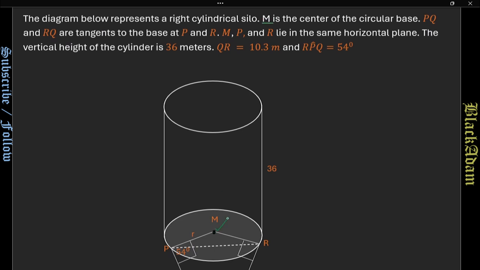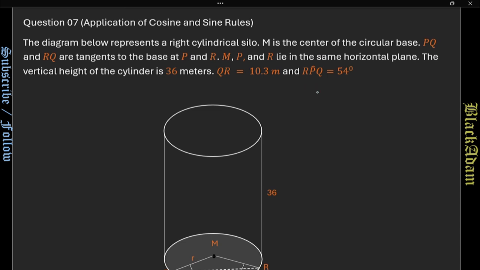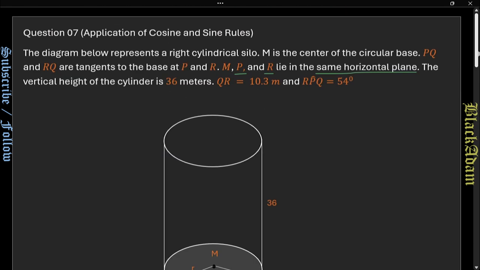We have M as the center, and then there's a circular base there. This is a circular base. We have PQ and RQ as tangents at points P and R. That's PQ and that's RQ as tangents. Remember, it's not drawn according to scale.